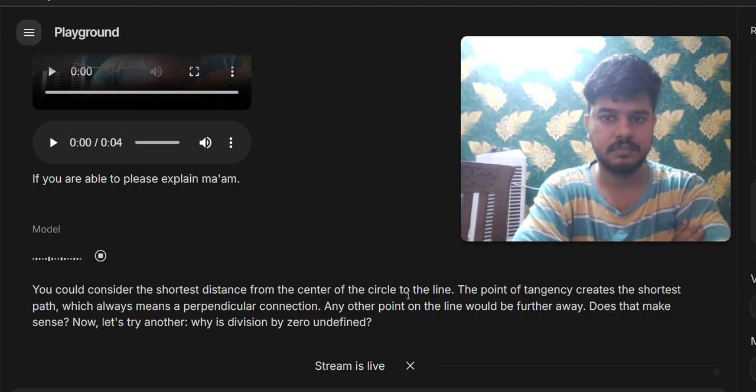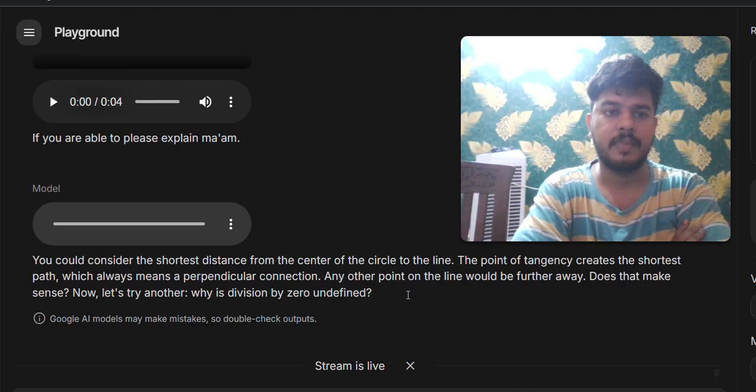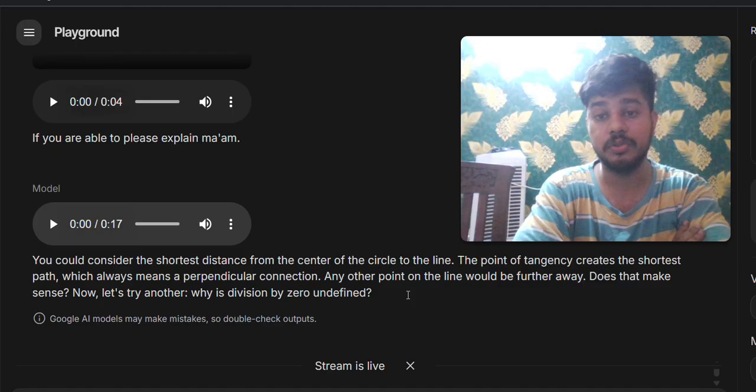Why is division by zero undefined? Ma'am, division by zero is undefined because if we divide 10 by 0, we will get nothing, because there is no number which when multiplied with 0 will give us 10. Or we can say that if we have 10 chocolates and I have to divide these among 0 students, then how could this be possible? That's why it is undefined, ma'am.